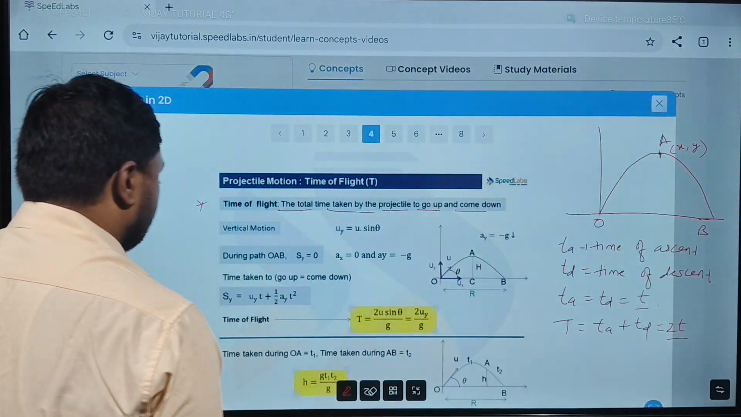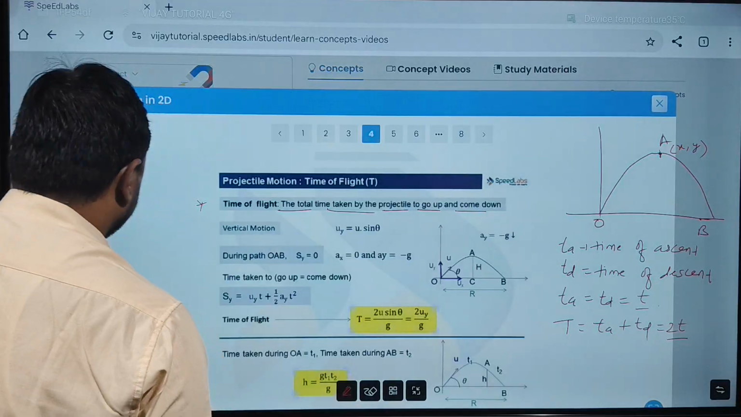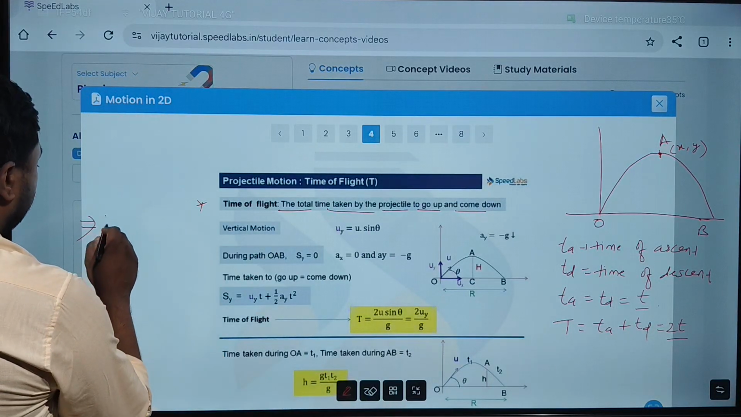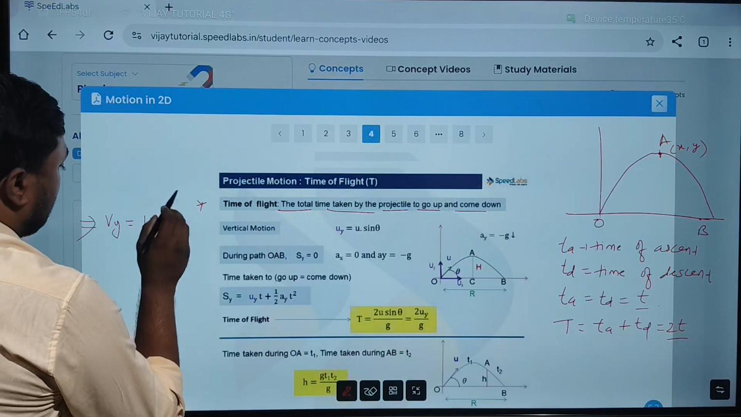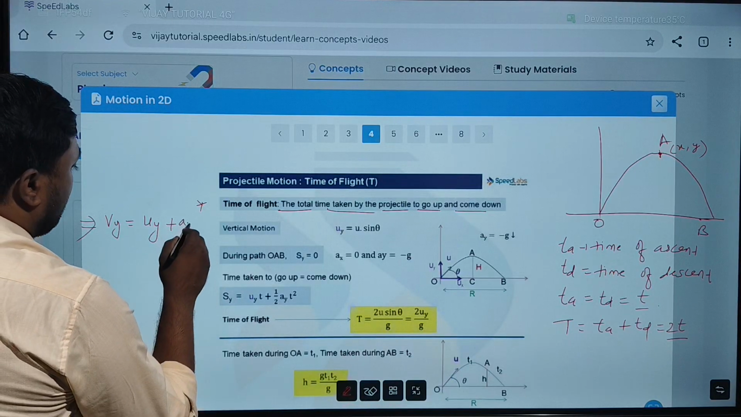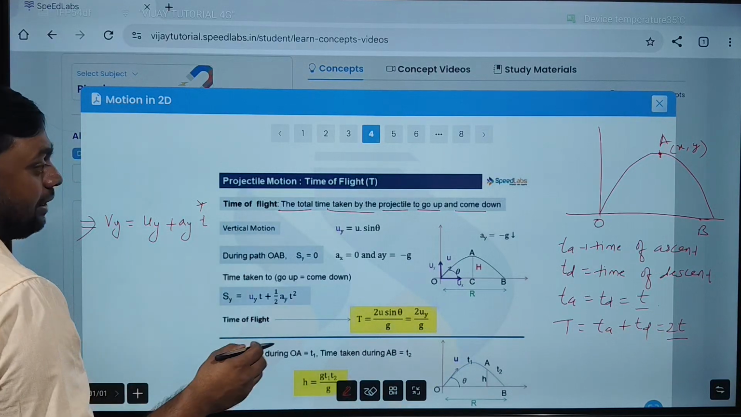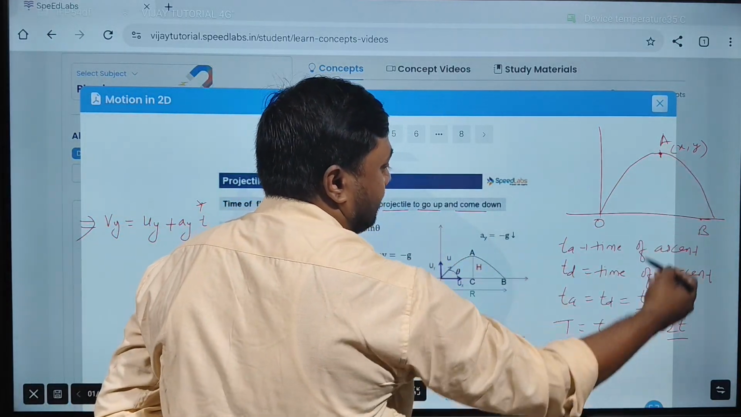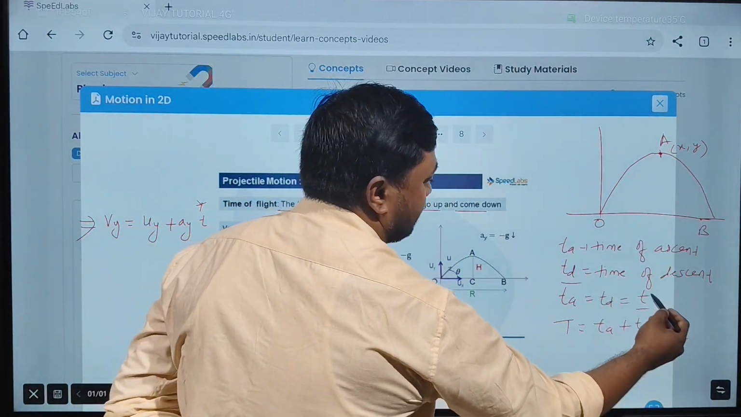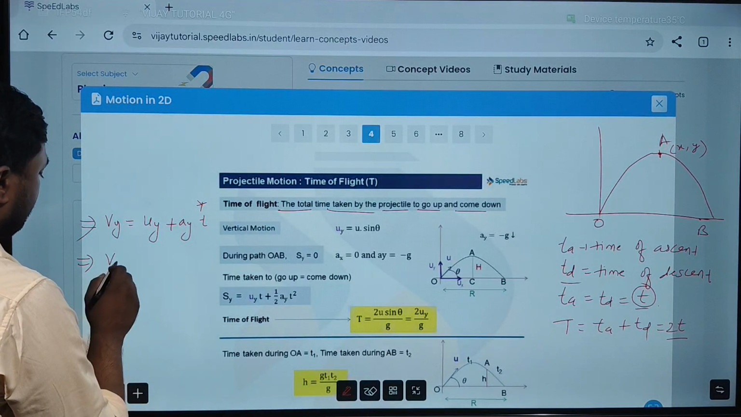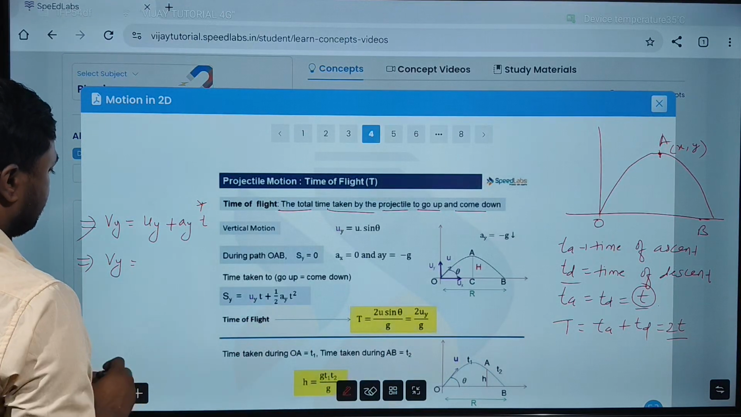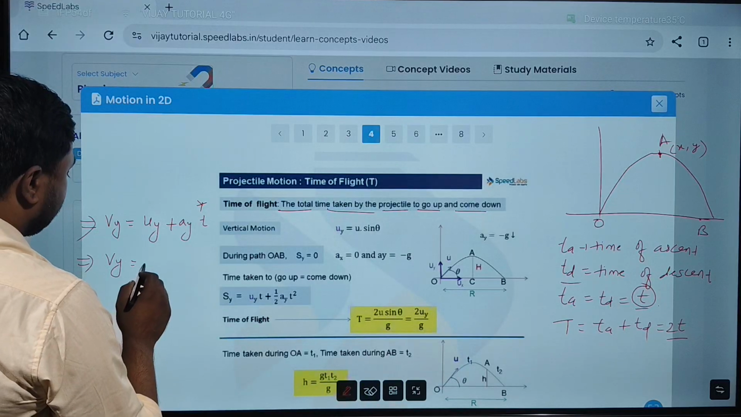So can we apply the equations of motion here? Final velocity along the y direction is equal to the initial velocity along the y direction plus acceleration along the y direction times the time taken. Let's say the time taken is t. Time of ascent and time of descent are the same, equal to t. So apply here: what is vy? We can write vy equals uy plus ay t.